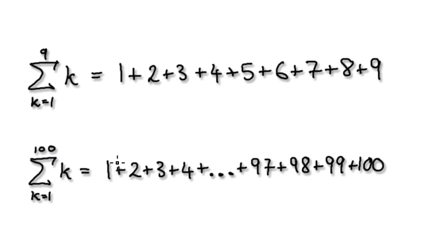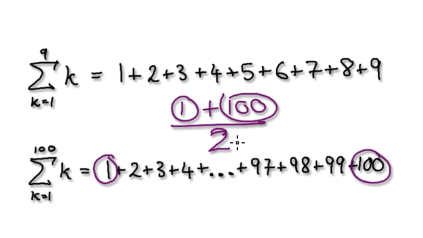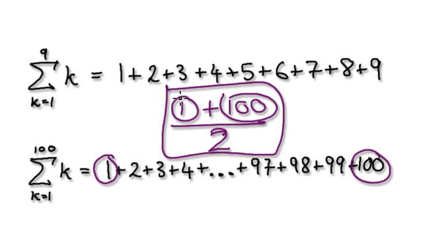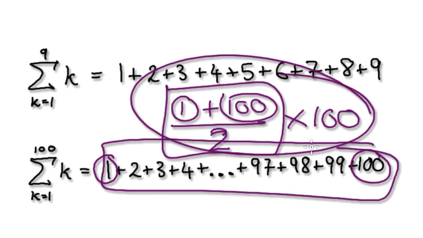So in general, get the first term, add it to the last one, and then immediately divide it by 2. This would represent the average, and then you've got 100 terms here. So times by 100, and this will give you the sum of all these.